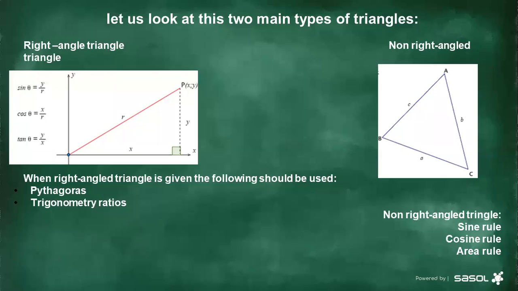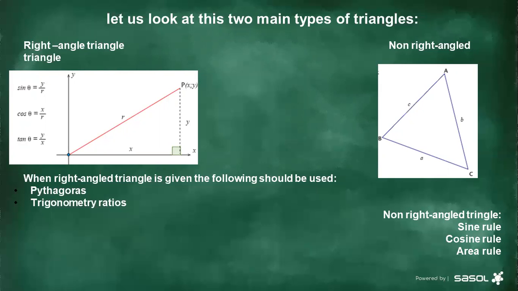Now, the first triangle is the right angle triangle. When you come across a right angle triangle and you have to calculate a side or an angle, you are going to be using the theorem of Pythagoras. Remember that we learned that in early grades, where one side is unknown and you are given two sides, then we have to use the theorem of Pythagoras.